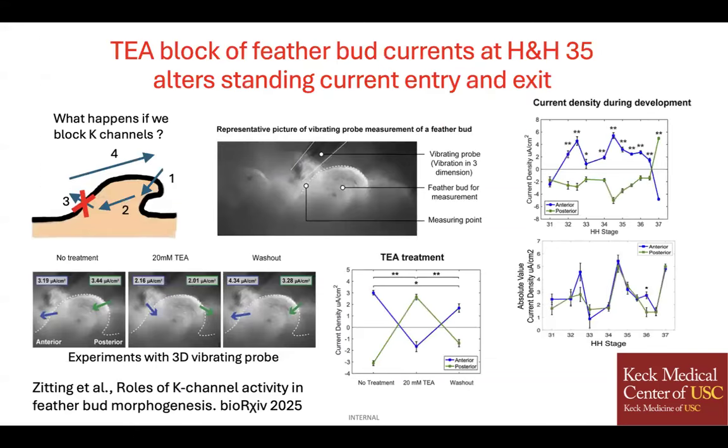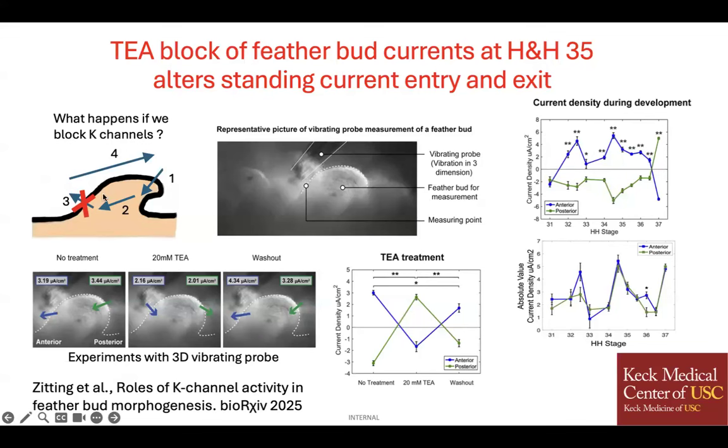Okay, so we wanted to know what we would see if we applied blockers to the potassium channels that we think are located primarily at the anterior of the feather bud, where the current is flowing out of the tissue. The hypothesis is we have a standing current, and different types of channels are located in different parts. What happens to the current if we block just one segment of this loop?